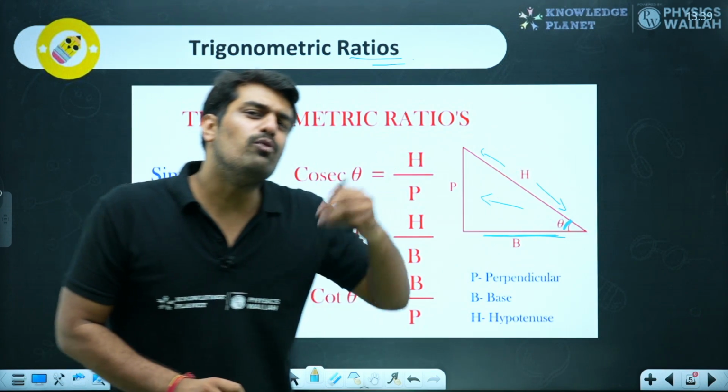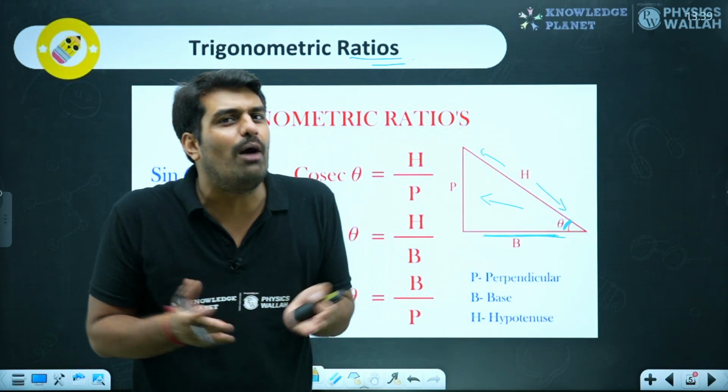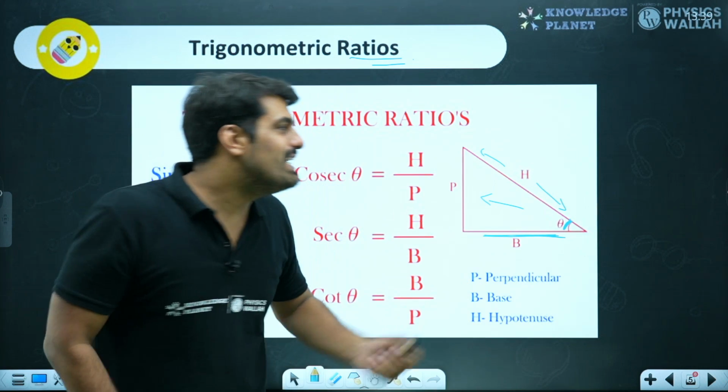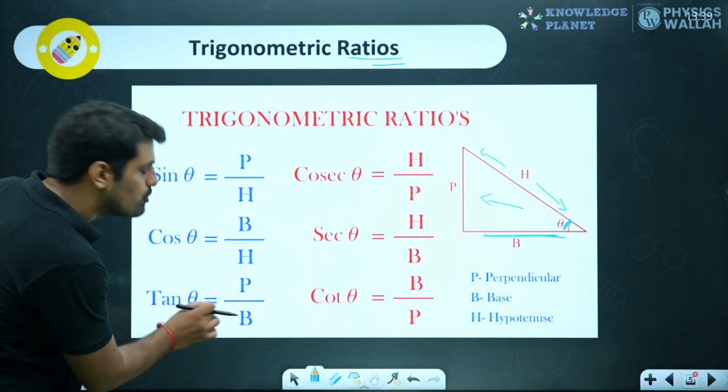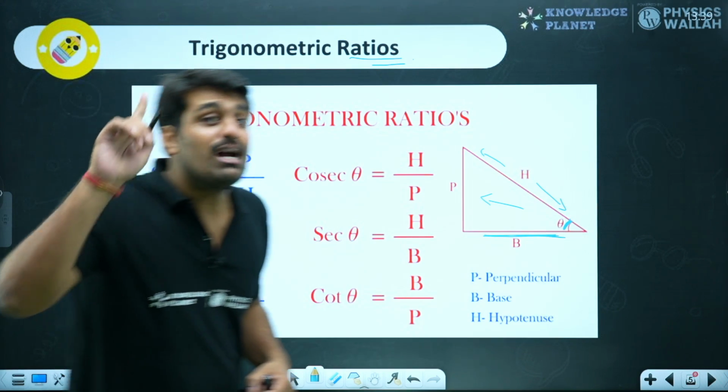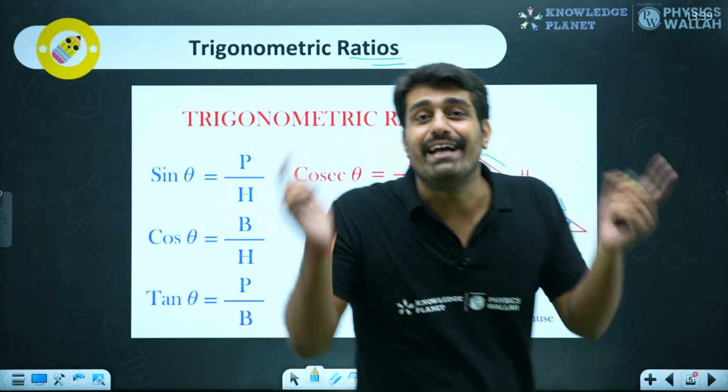Now if I remove this hypotenuse altogether from this scene, what do we get? We get perpendicular and base. So perpendicular and base is the relation which is called tan theta. The name comes from tangent. I hope you have learned it in circles.